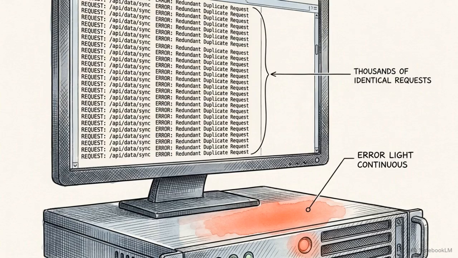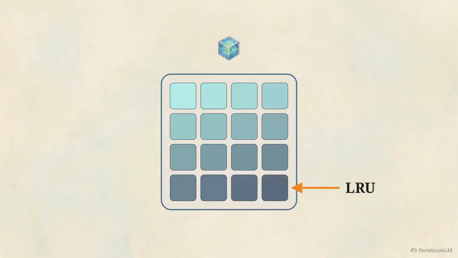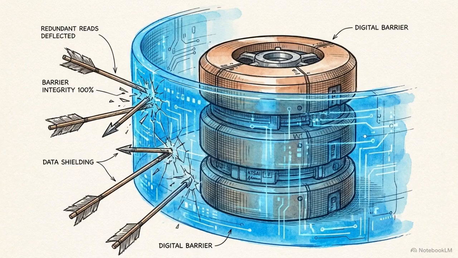Setting this expiration limit too short forces the system to repeatedly reload data from the database, negating the speed benefits. Setting it too long guarantees users will see stale data. When the cache's memory inevitably fills up, the system must use an eviction policy. The most common is least recently used, or LRU, which gracefully deletes the oldest accessed items to make room for new ones. Caching trades perfect atomic consistency for massive speed gains, effectively shielding the database from redundant reads.